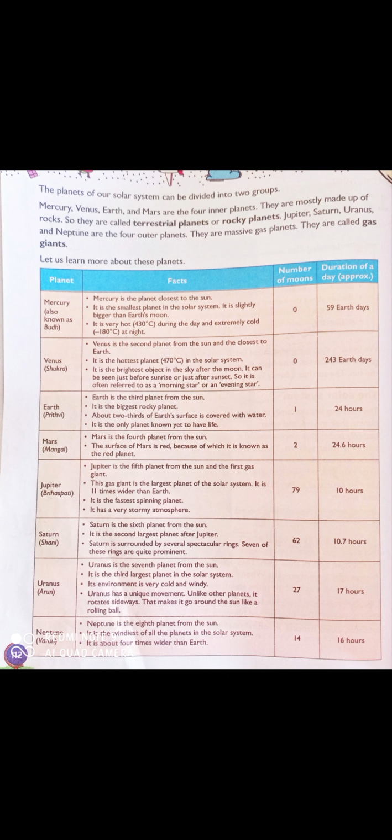Next is Uranus. Uranus is the seventh planet from the Sun and the third largest planet in the solar system. It has 27 moons and the duration of the day is 17 hours. Next, Neptune. Neptune is the eighth planet and the last planet from the Sun. It is 4 times wider than the Earth and it is the windiest of all the planets in the solar system. It has 14 moons and the duration of the day is 16 hours here.